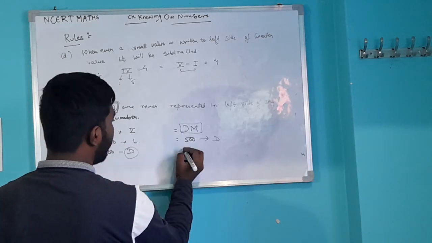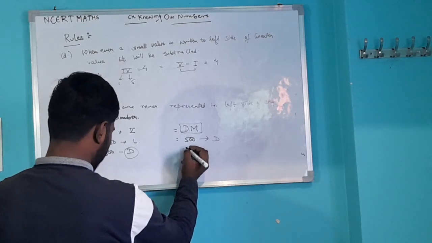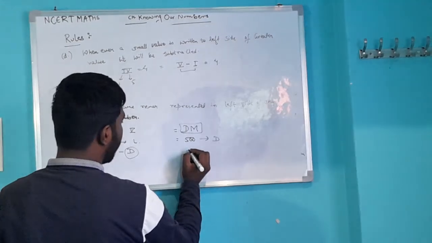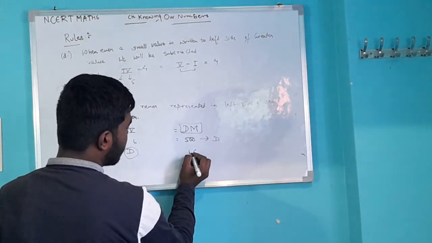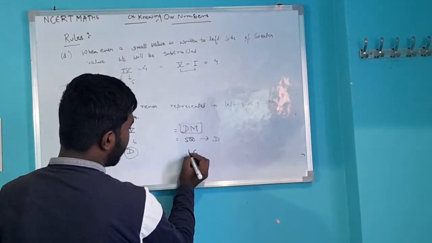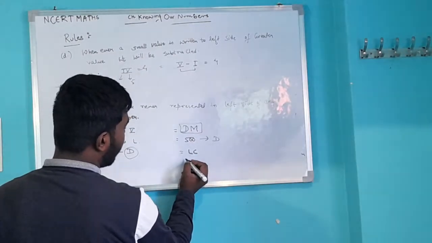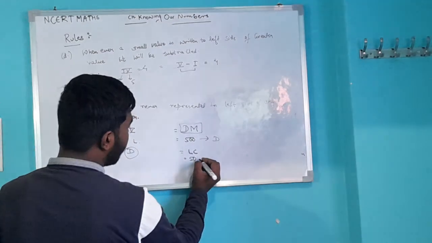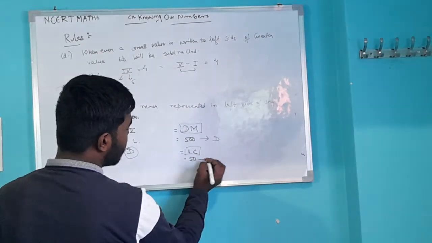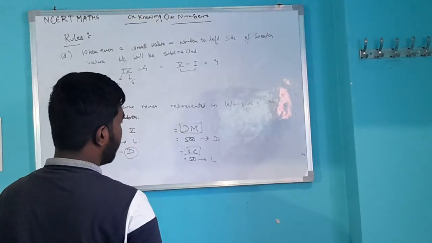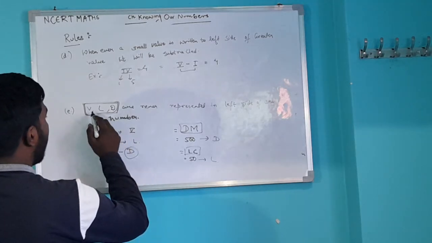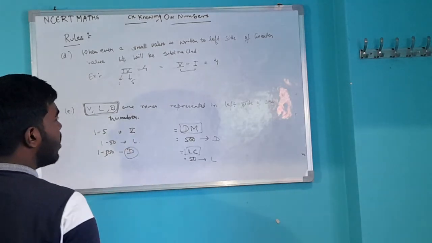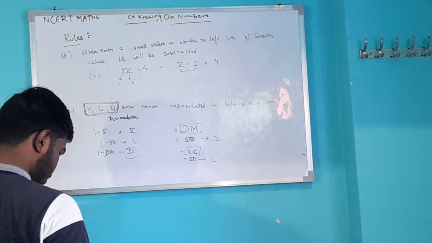Again for 50, if we write L minus X, we get 50. But why do we need to write these two symbols? We simply write L for 50. So we don't need to write V, L, and D on the left side of the numbers.